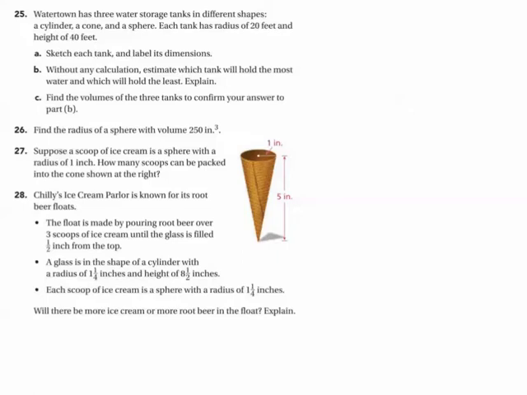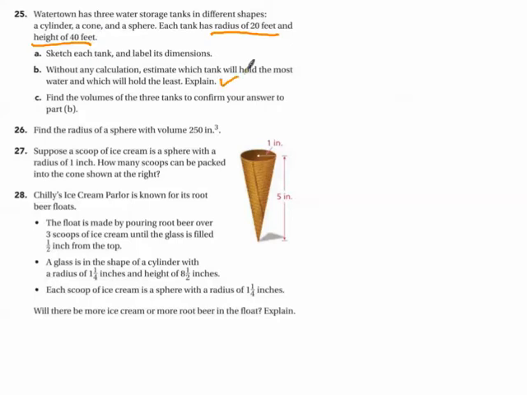So I've got a cylinder, a cone, and a sphere. Each has a radius of 20 feet and a height of 40 feet. Sketch each of them. I'm going to trust you can sketch them. Estimate which one will hold the most water, which one will hold the least. I have to think to myself, well, I know that if I were to put the sphere inside the cylinder, then I would have excess space, so the cylinder would be greater than the sphere. And I know that a cone is 1/3 of a cylinder. So I'm going to estimate that the largest is going to be the cylinder, then the sphere, and then the cone. So that was for B.